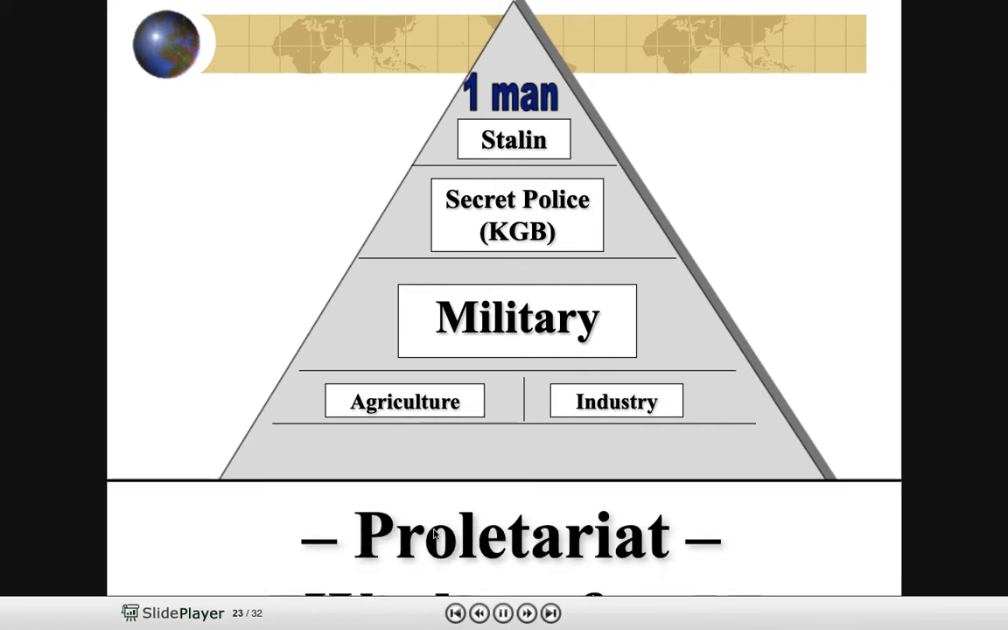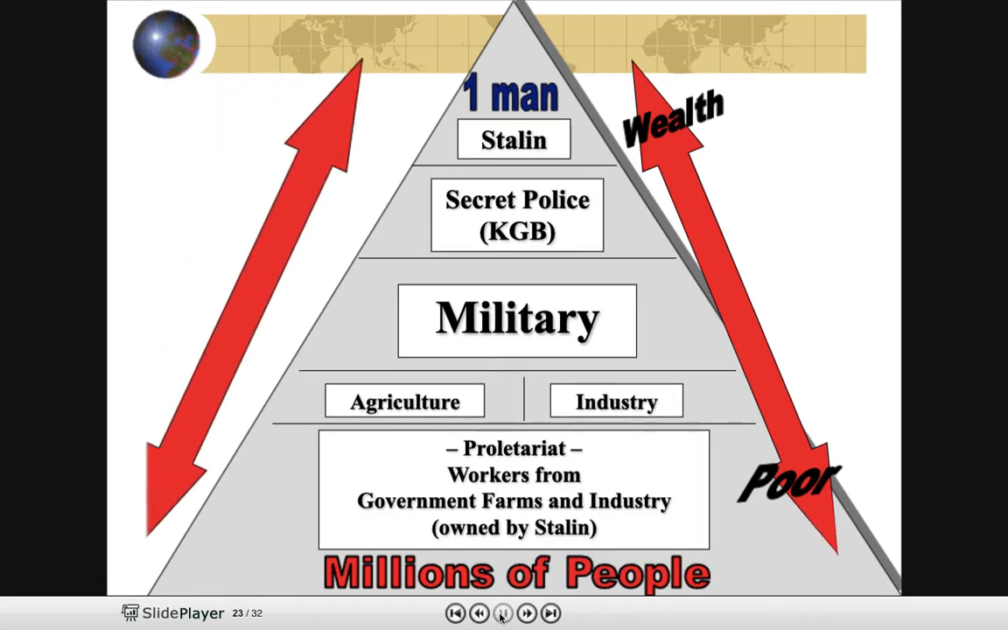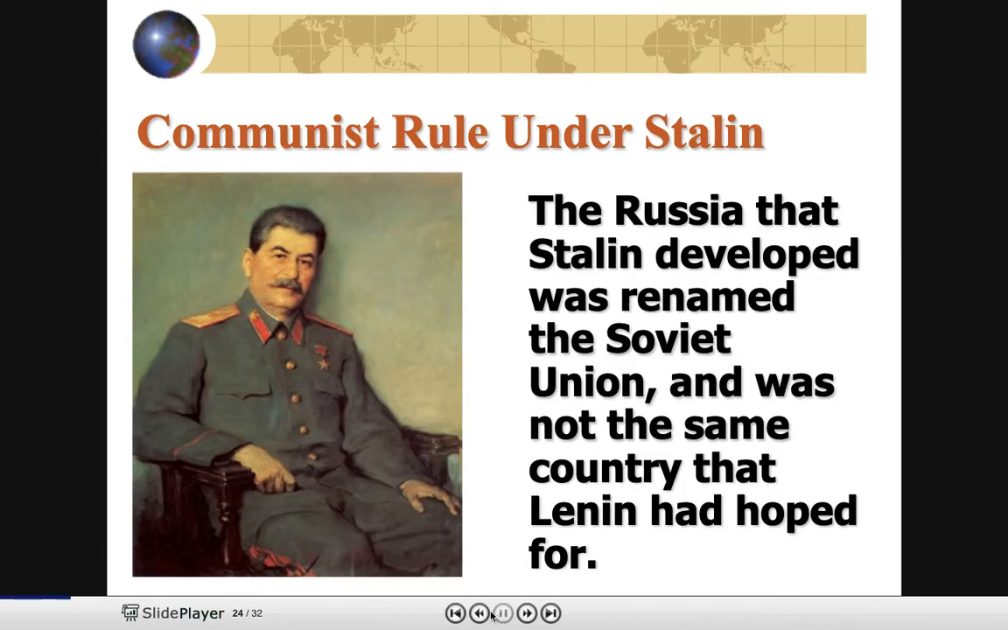Okay, then you have the proletariat. Remember that term again. So these are basically just the workers. Now, the government owned the farms and industry, which was Stalin, because he was the government, right? One man. And remember, that was kind of a basic ideal of communism, that the government controls stuff. That's what communism has turned into. It wasn't the original intent. But again, millions of people doing the work. Common thread. So, bad guy.